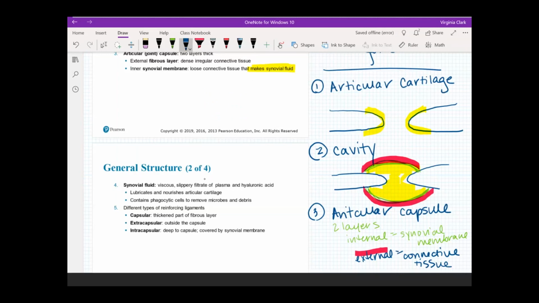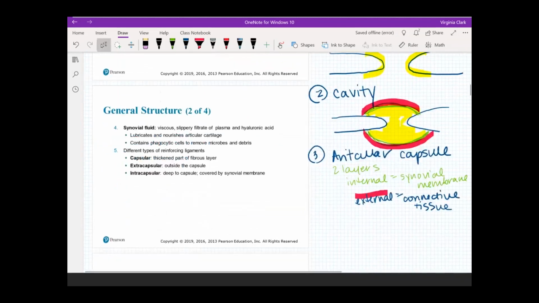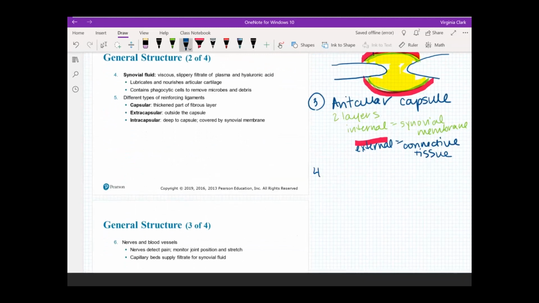So you're going to have this capsule that's going to surround this cavity. The capsule is 2 layers. The outside layer is a dense connective tissue. The inside layer is the synovial membrane that will then make synovial fluid. So that's characteristic. Okay, so now the fourth characteristic we've kind of already referenced.